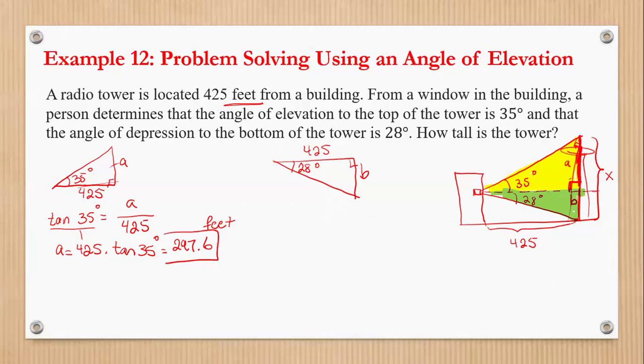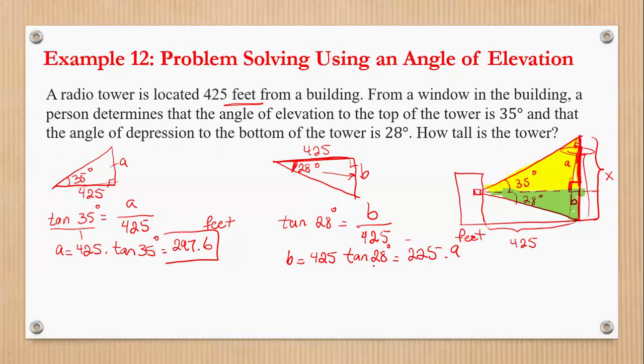Okay, now it's time to find B from the other triangle. In this right triangle, this angle is given to me. I want to find the opposite side when the adjacent is given to me. Again, opposite and adjacent both are for the tangent function, so I'm going to use tangent again. The tangent of 28 degrees is equal to the opposite over adjacent. So to find B, I need to do the cross multiplying. If I multiply 425 by the tangent of 28 degrees and put it in the calculator, I will have 225.9 feet.